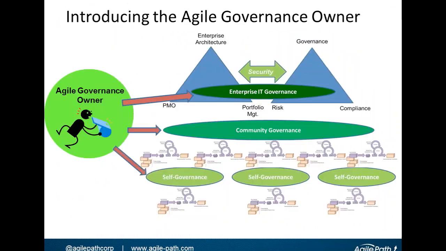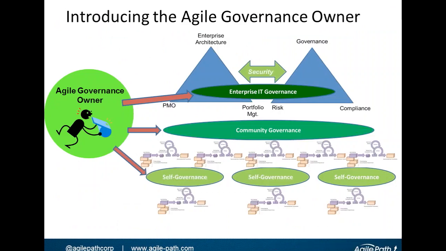Now, we need another thing to introduce here. We need a new role. We've created the idea of an Agile governance owner. So an Agile governance owner is responsible for managing that governance backlog artifact. They're also a person whose sole purpose is to facilitate these governance process flows by coordinating governance action triggers and events, going to the enterprise, to the community team, and to the self-governing level, at the sprint team level. So they own the product, the governance backlog.